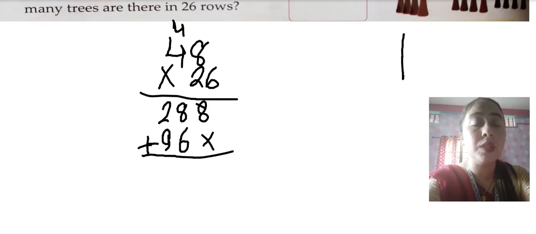8, this will be considered as 0. 8 plus 0, 8. 6 plus 8, 14. 4 I will write here. 1 I will write here. 9 plus 1 is 10, 11, 12. So the answer is 1248.